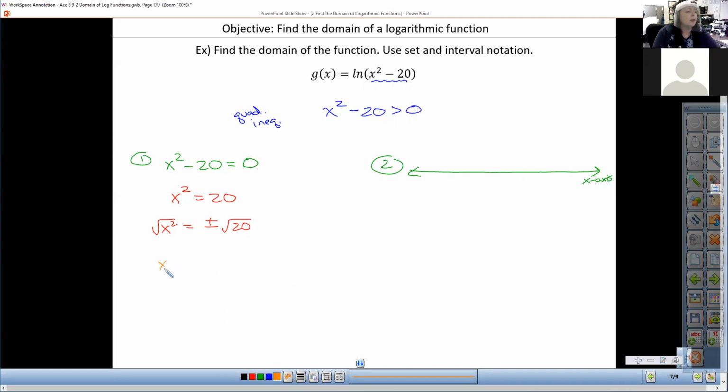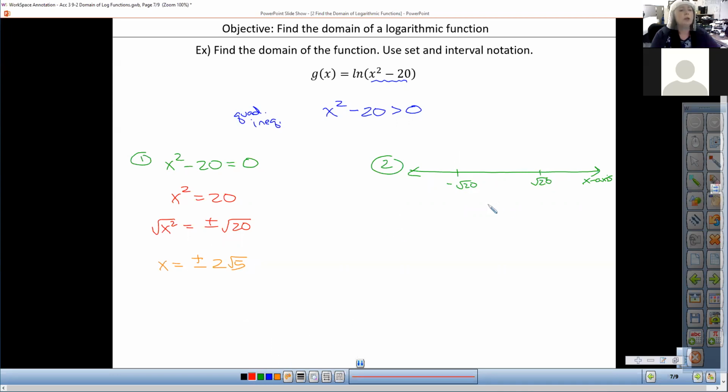Now, for this, on my number line, I'm going to go ahead and use positive and negative square root of 20. But in my domain and my final answer, I'm going to use the simplified form of positive and negative 2 root 5. But over here, I'm just going to use negative square root of 20 and positive square root of 20. And I'm going to show you why here in a minute.